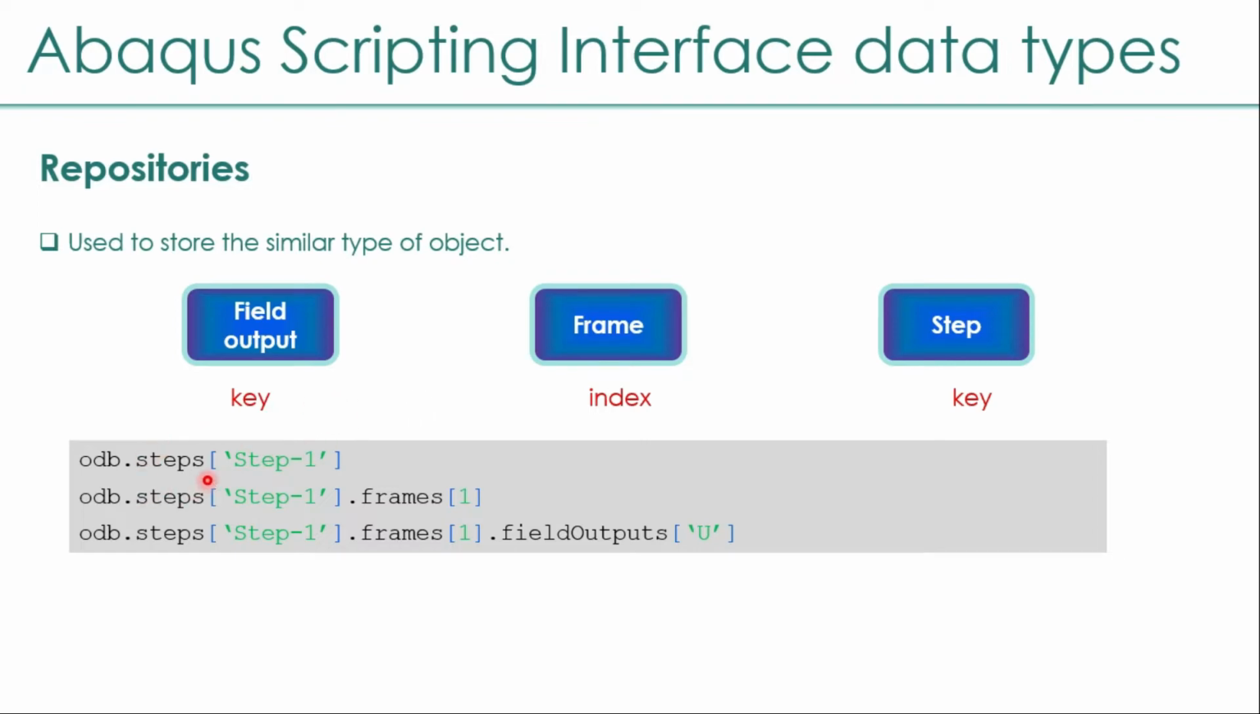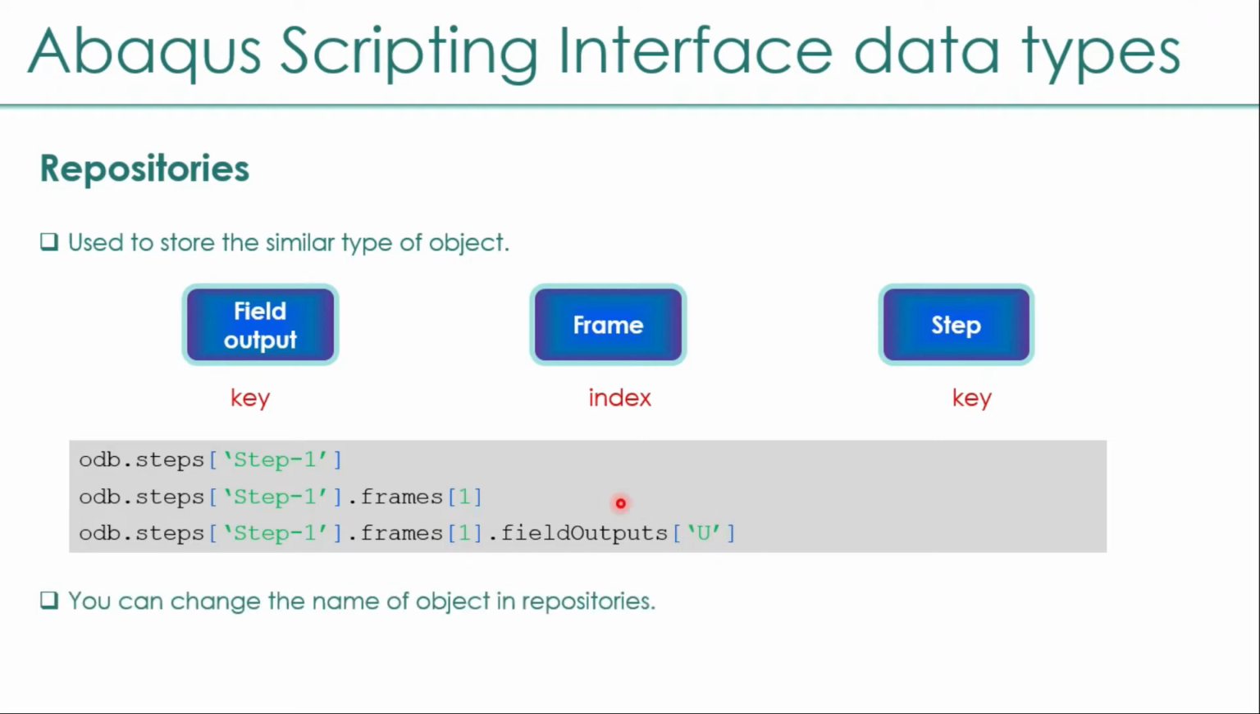For example, if you want to access the step data, then you have to use the key. This key refers to the name of the step. If you want to access the frame, then you have to use the index. So not the string value, but the index value. And if you want to access the field output, then you have to use the key value again.